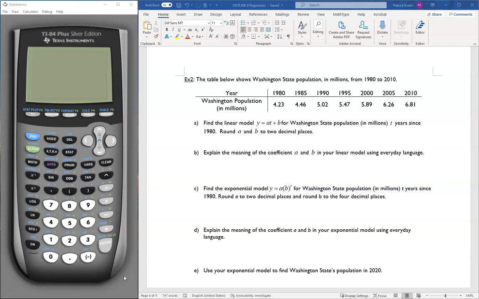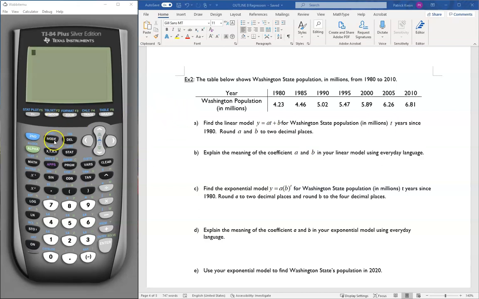All right, let's talk about example 2. It says this table shows Washington state population in millions from 1980 to 2010. Part A asks us to find the linear model y equals AT plus B for Washington state population in millions, T years since 1980, round A and B to 2 decimal places.